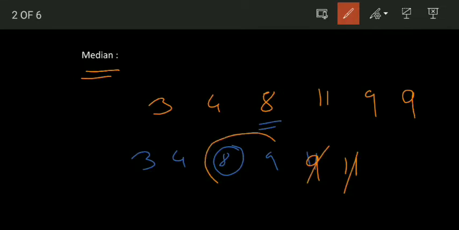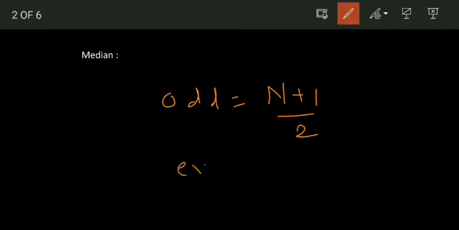Now if the data is an even number, then what we do is take the middle two numbers, find their mean, and that is our median. Now this is when the data is very small. If the data is bigger, then we use a formula. For an odd number we use n plus 1 upon 2, and for an even number we use n upon 2 plus the next number, divided by 2. This way we find the median.